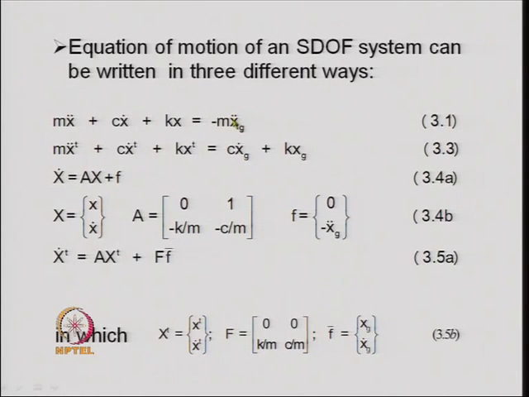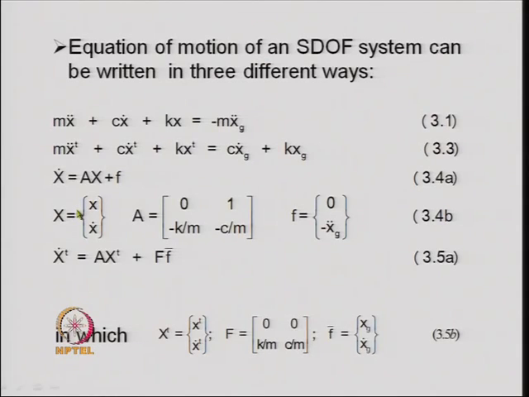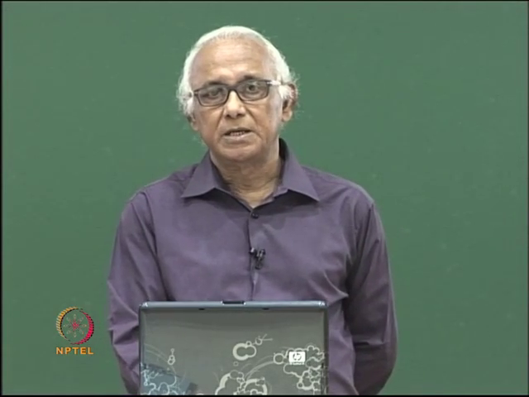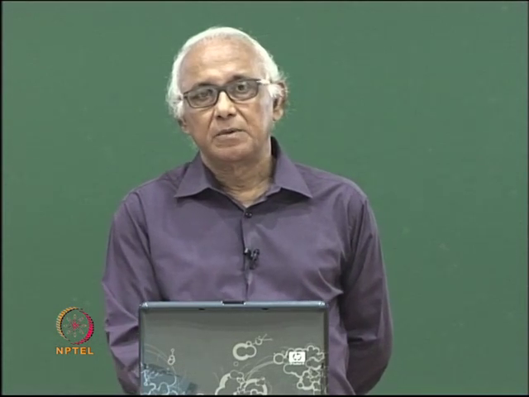Now, these two equations again can be written in the form of a state space. The concept of state space is that a dynamic system at an instant of time t can be represented by displacement and velocity. If we know the displacement and velocity of a dynamic system at an instant of time t, then we know its state in the time space.